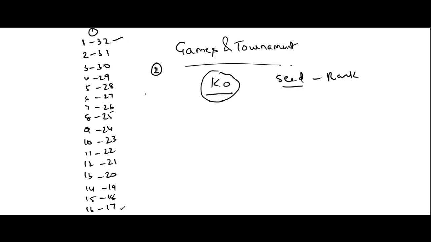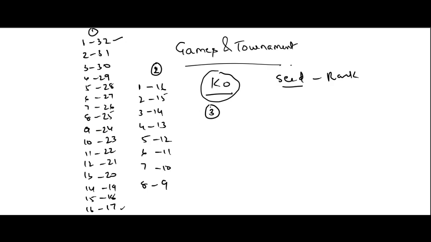So here we'll assume that 1 will play against 16, 2 will play against 15. This is an assumption. The question does not state who will win; it is according to the question and sub-questions, but for understanding, we'll make a simple table. 3 will play against 14, 4 will play against 13, and likewise 5, 6, 7 and 8, 9, 10, 11 and 12. So the second round looks like this.